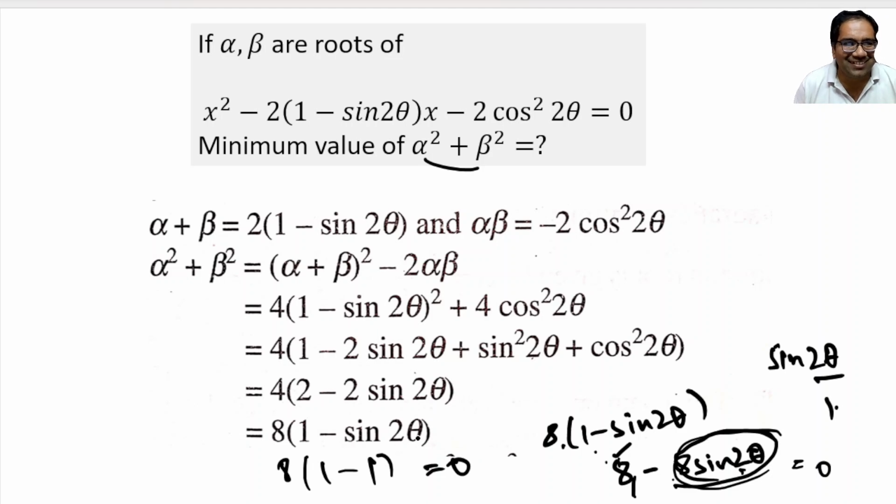So the minimum value of 8 times (1 minus sine 2 theta) is actually 0. Right, guys? Because the maximum value of sine itself is 1. If it has to be lesser than 0, that means sine 2 theta has to be greater than 1, which will never happen. It can never happen. So this minimum value is 0. Right, guys? Thank you. Hope you understood this. We just expressed alpha square plus beta square in terms of alpha plus beta and alpha beta. That's it. Nothing else. No other trick in this problem.